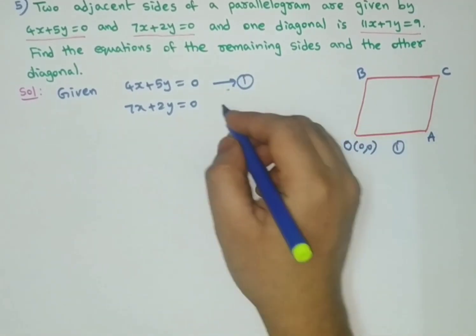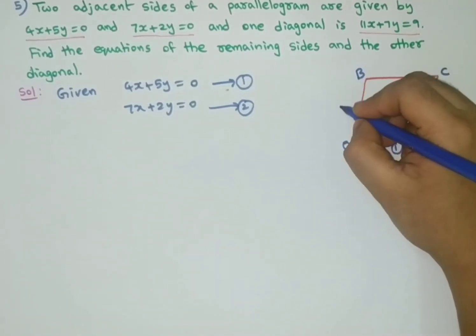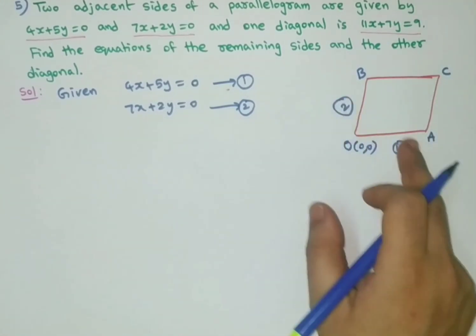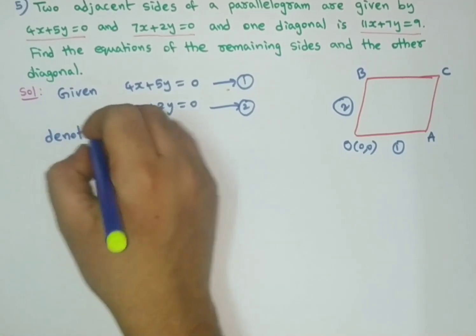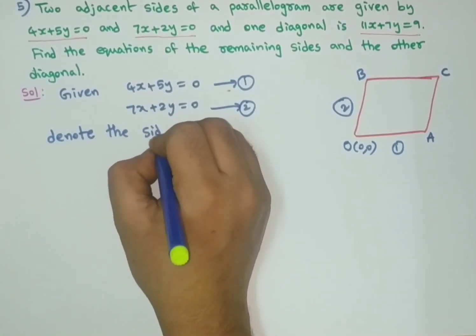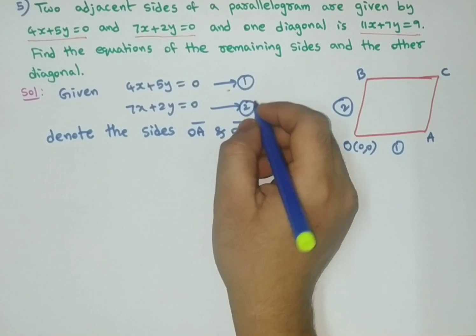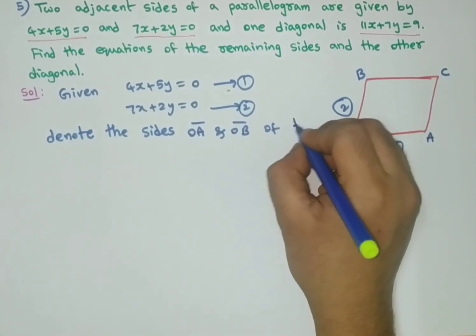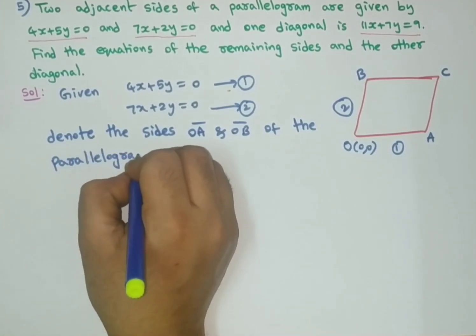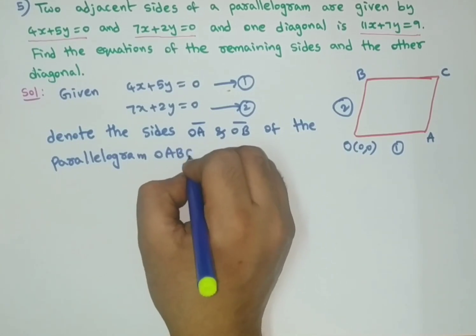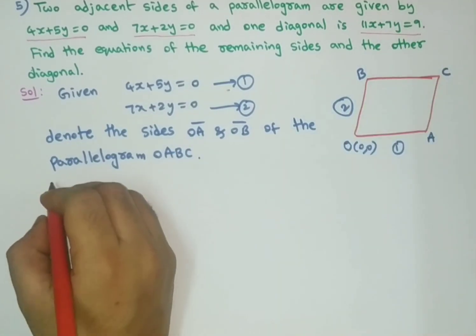So this is equation 1. And the other one, which is passing through the origin, the other side is what here? OB, because these two are adjacent to each other. So denote these two equations as the sides OA and OB of the parallelogram OABC. Next, he has given one of the diagonals, 11x plus 7y is equal to 9.